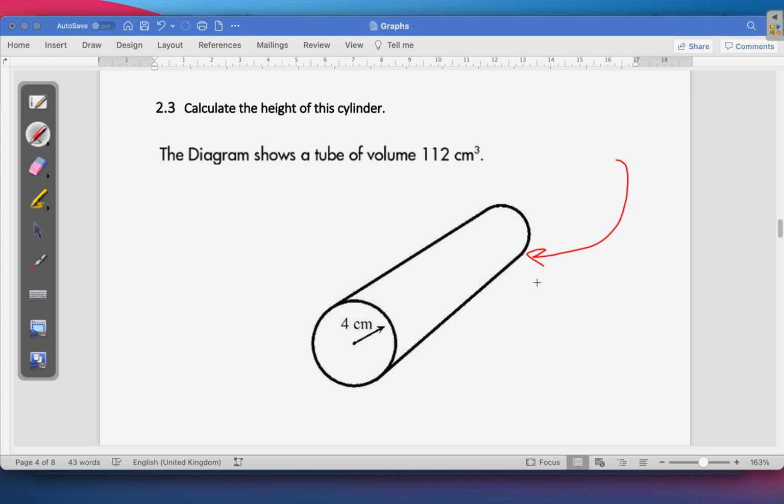It asks us to work out the height given the volume. Okay, so it's told us the volume and it's told us the radius, and we need to work out what the height is for it to have this volume.